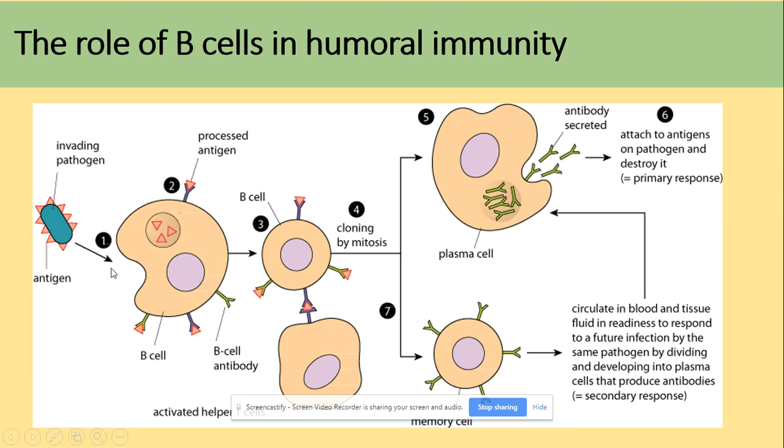Pathogen with the antigen on the surface is engulfed. The B cell is your antigen presenting cell. Here we've got those antibodies which were secreted. Antigen is presented on the B cell. The B cell is then activated by the T helper cell to divide by mitosis, produces plasma cells and memory cells. Plasma cells secrete antibodies, so they can attach to antigens on the pathogen later on in the primary response, and memory cells will be in the blood ready for the secondary response.